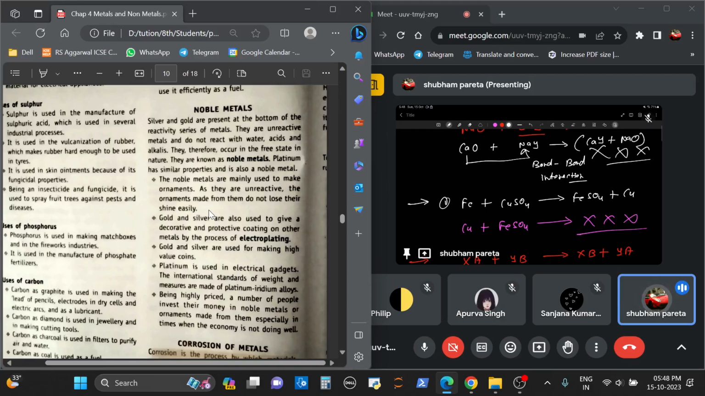Unreactive metals do not react with water or acid or alkali or bases. That's why they are known as the noble metals. Noble metals मतलब उन्हें कोई फ़र्क नहीं पड़ता, उनको एसिड में डालो, बेस में डालो, वाटर में डालो, किसी में भी डालो, ठीक है, वो कोई बिहेवियर ही नहीं शो करते अपना. That's why they are known as noble metals.